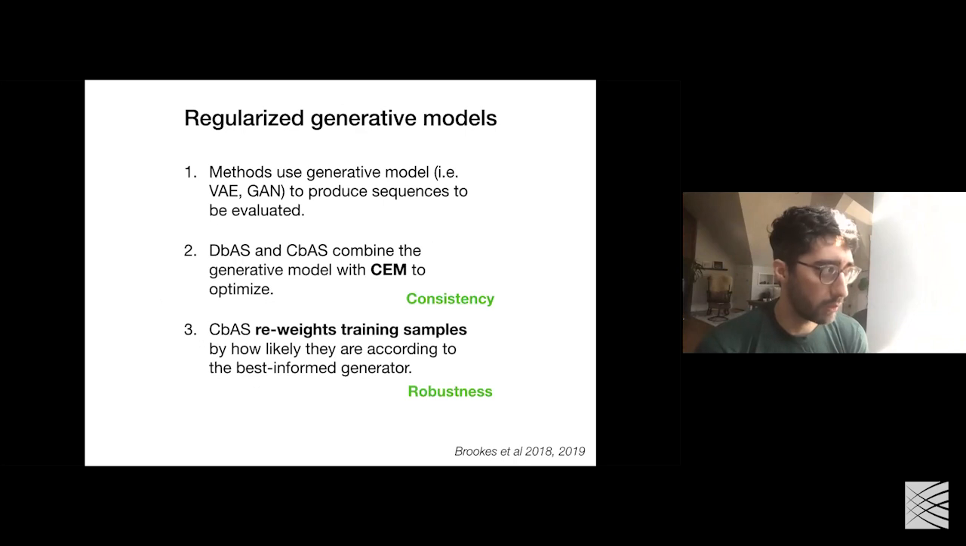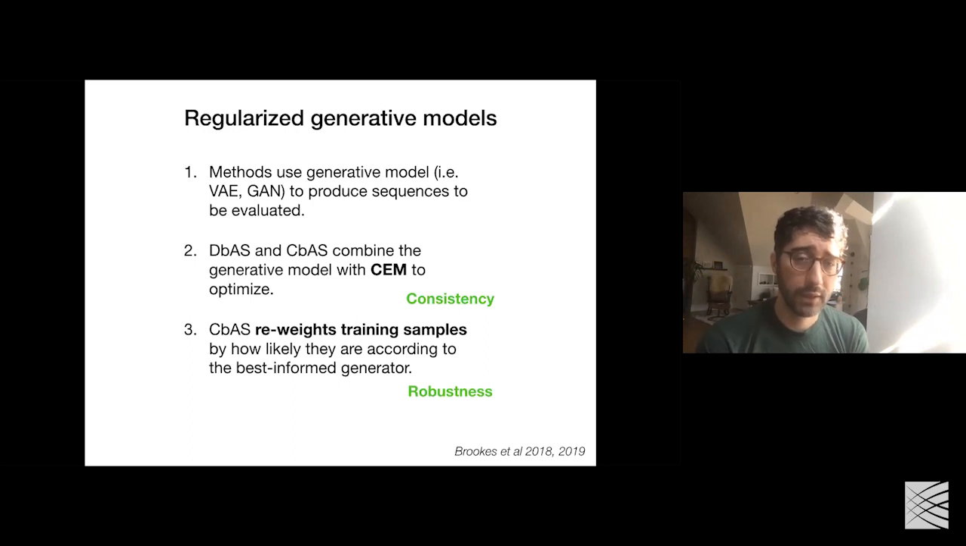So the first one I promised was DBAS and CBAS. This was by Brookes and Listgarten. They assume you have access to some oracle phi prime, and they don't assume that the oracle is differentiable; it's basically just a black box oracle that you can query. And so they're very similar. I'll explain DBAS first. Basically, it's a coming together of a generative model and a cross entropy method.